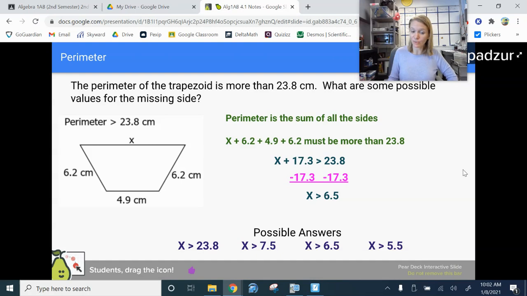If we plugged 5.5 into that inequality, 5.5 plus 17.3 only makes 22.8. So it's not enough. 22.8 is not bigger than 23.8. So 5.5 is not enough. The other ones do work, but they could be lower than 7.5. They can be lower than 23.8. Anything bigger than 6.5 works, but it's not saying it can only be bigger than 7.5 or only bigger than 23.8.